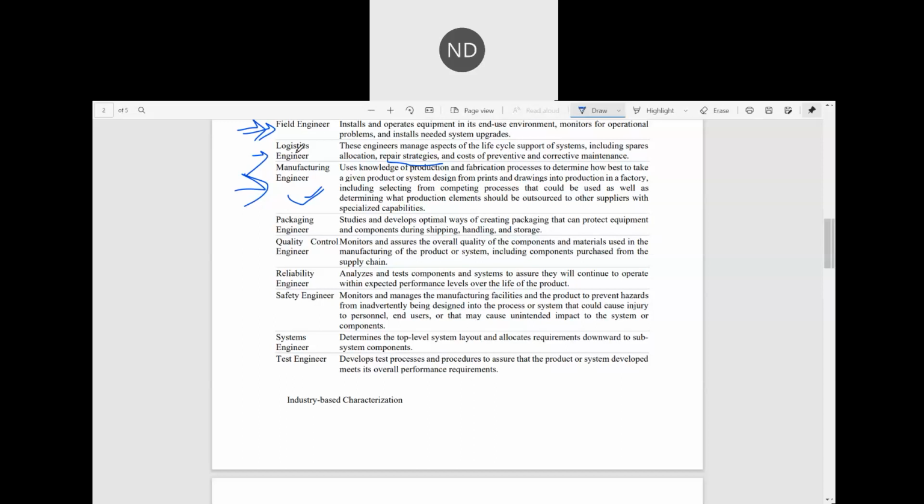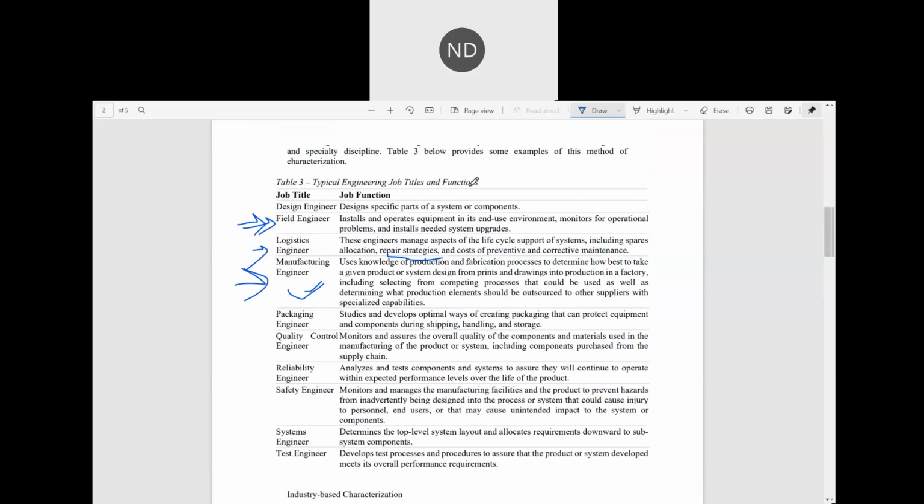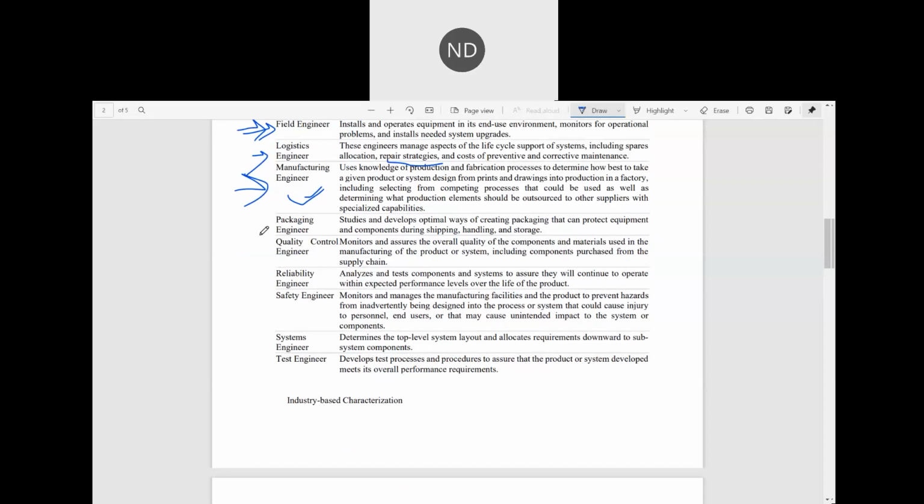Okay, so we were till the manufacturing engineer, manufacturing engineering. What is their job function? Then we had the packaging engineer. What are they doing? They study and develop optimal ways of creating packaging that can protect equipment and components during shipping, handling, and storage. Okay, understood this thing? Like what is the packaging engineer? What are they going to do? They will study and develop different ways or methods of creating packaging.